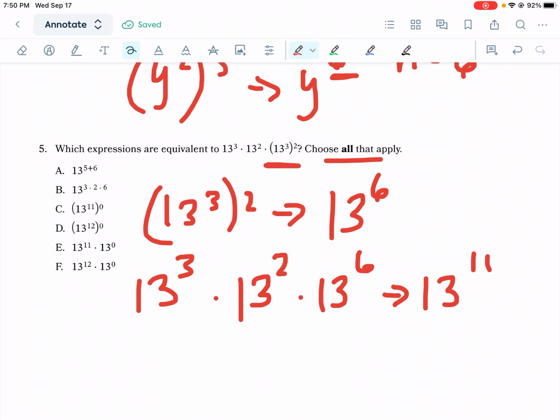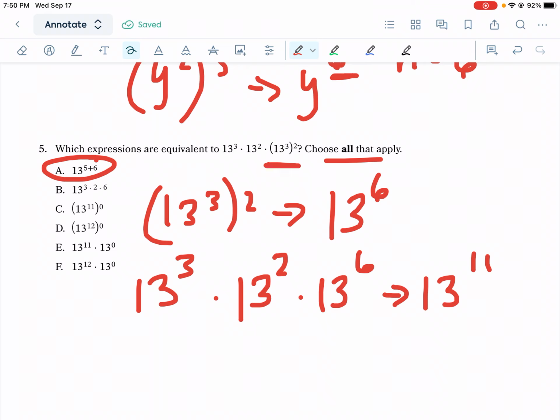When you go to your answer choices, for A, it says 13 raised to the 5 plus 6. 5 plus 6 is 11, so A is one of our answers. B would not be our answer because 3 times 2 is 6 times 6 is 36. That'll give you 13 raised to the power of 36.